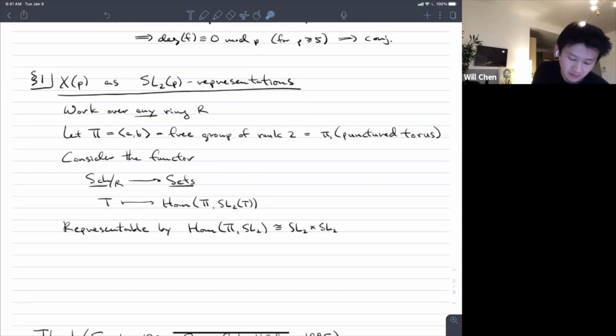I just noticed my iPad says 9:41 a.m. Tuesday, January 9th. This is strange.